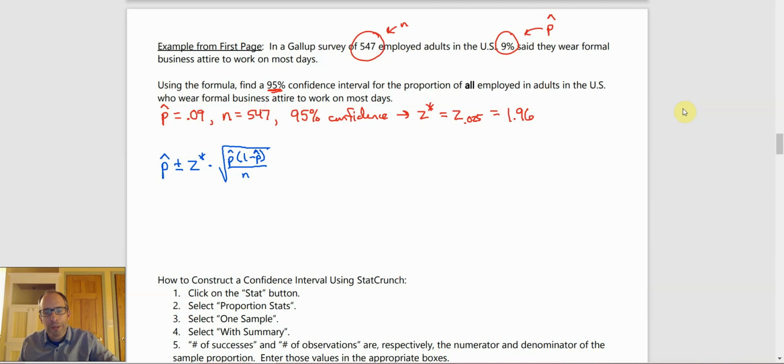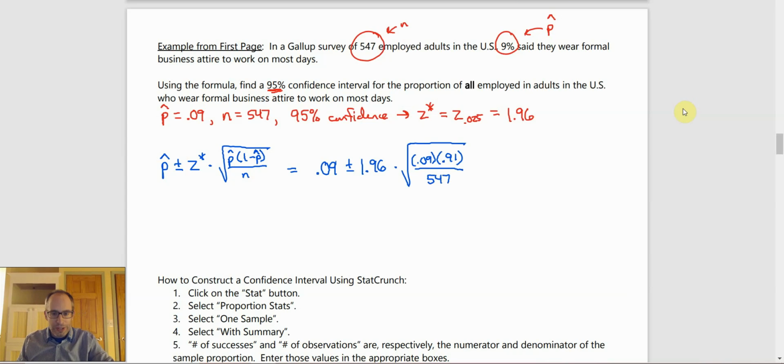There, a little better. Okay, sub everything in at once. That's what I would say. You might as well. It's easier like that. So p hat is 0.09, then plus or minus the critical value, which is 1.96, times, and then underneath the radical, p hat is 0.09, but then 1 minus p hat would have to be 0.91, right? That's what 1 minus 0.09 is. And then you divide by n, which is 547.